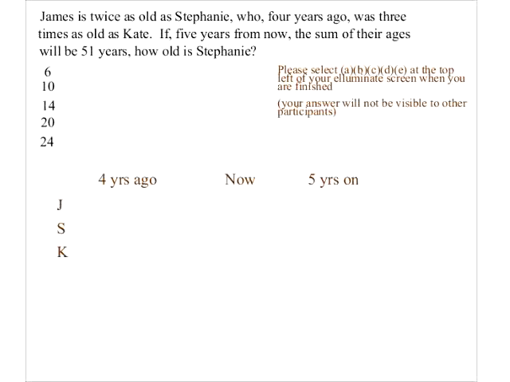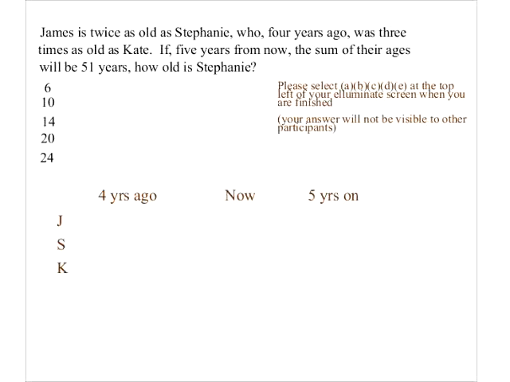Simple relationships in this problem. How many simple relationships are there in this problem? Text box, if you want to indicate. Simple relationships. Well, let's find them. This is a simple relationship. James is twice as old as Stephanie. That's a simple relationship. So let me resize my font here. Okay, this is a simple relationship.